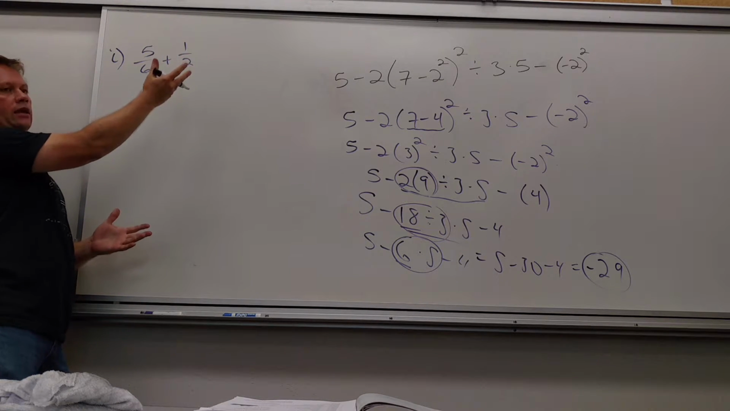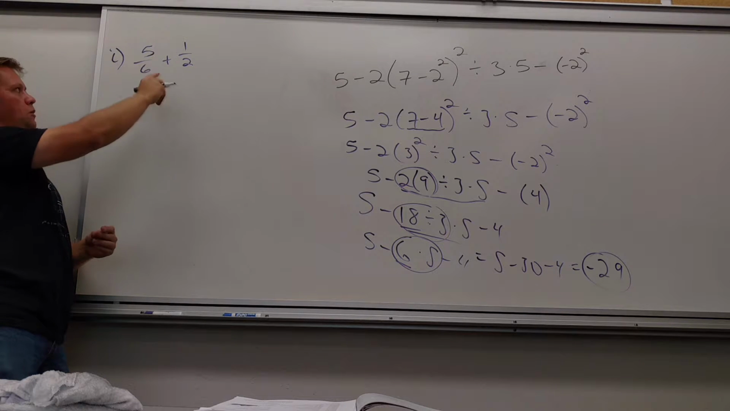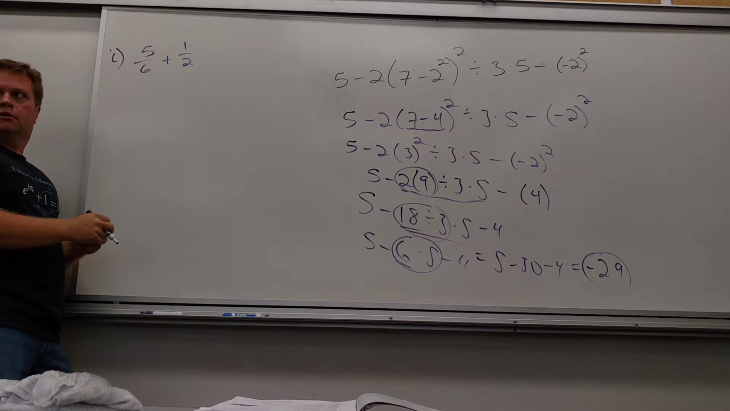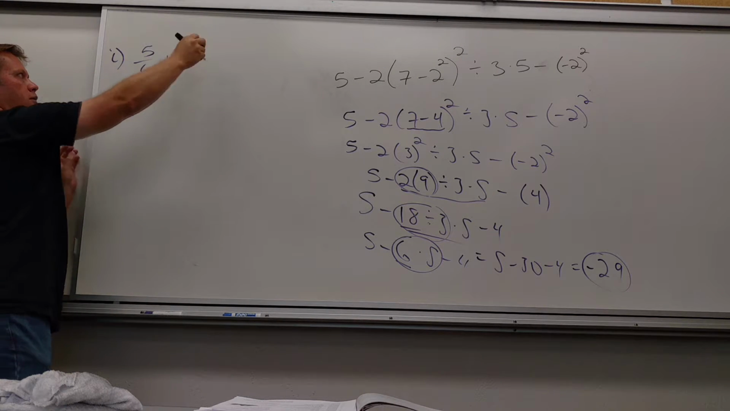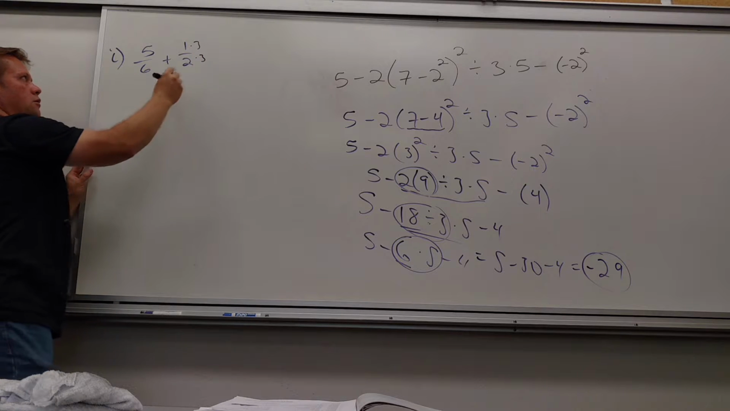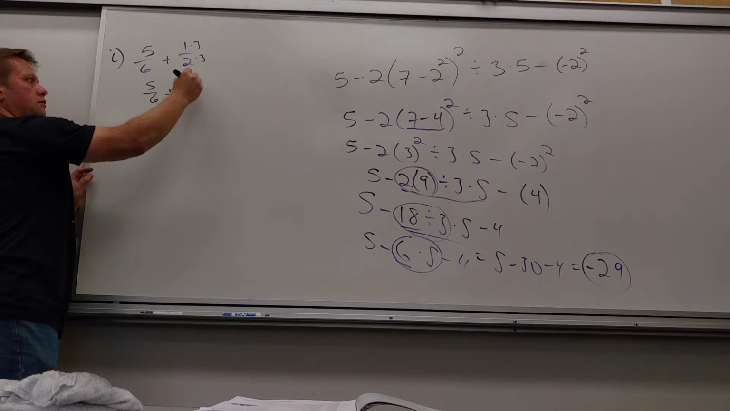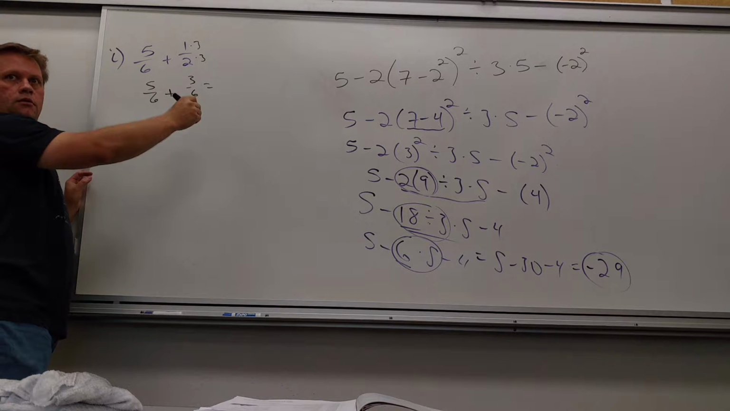So this was, I give you nice numbers. You should be able to tell what I do. I don't make them 12. Don't go crazy. I don't have to change both of them. I can just change this one to 6, so I multiply by 3 over 3. So you get 5 sixths plus 3 sixths is 8 sixths.